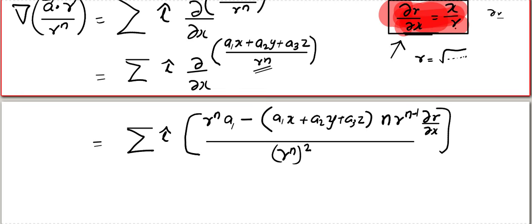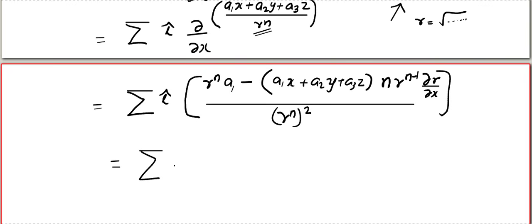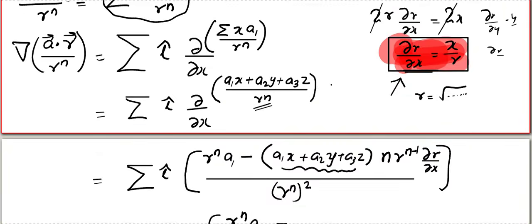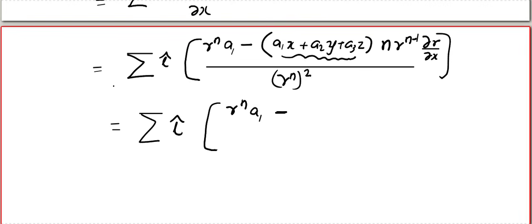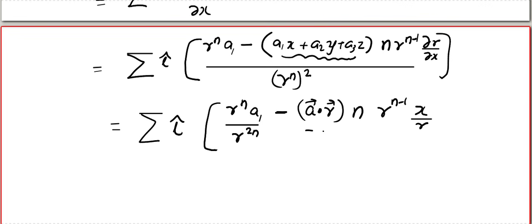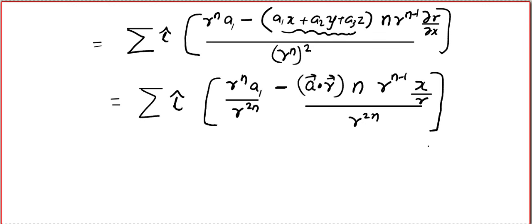So what is dou r by dou x? So this will change into minus, do you know what is this? This a1x plus a2y plus a3z. That is our a dot r. Look, a dot r is a1x plus a2y plus a3z. So I am going to convert that into a dot r n r power n minus 1, and what is this? It will be x by r, and I am going to divide this separately. I will write r to the power 2n here divided by r to the power 2n. So that will be sigma.